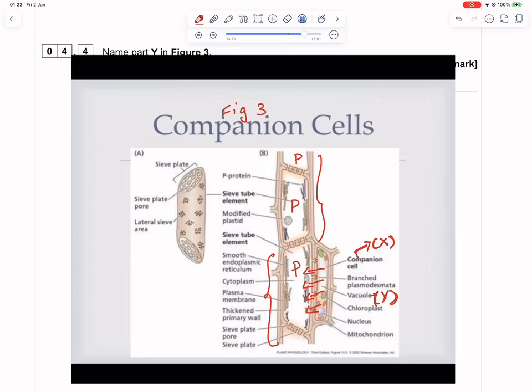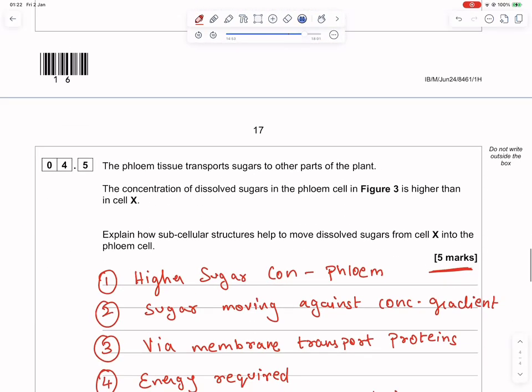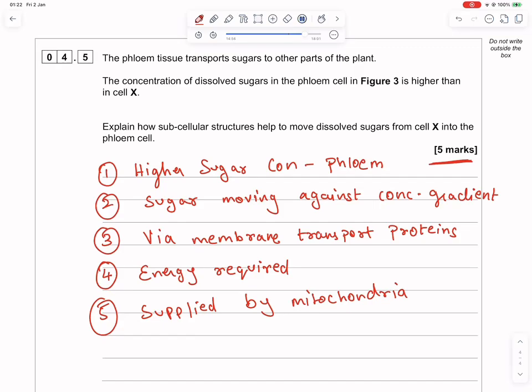Now this is a classic 5-mark biology explanation question. Once again, sugars move from the cell X into the phloem even though the concentration of sugars in the phloem is already higher. This means sugars are moving against the concentration gradient, so diffusion cannot be your answer. Instead, sugars are moved by active transport through the carrier proteins in the cell membrane. Active transport requires energy, and this energy is supplied by the mitochondria during respiration. I hope it's clear, your 5-marker.